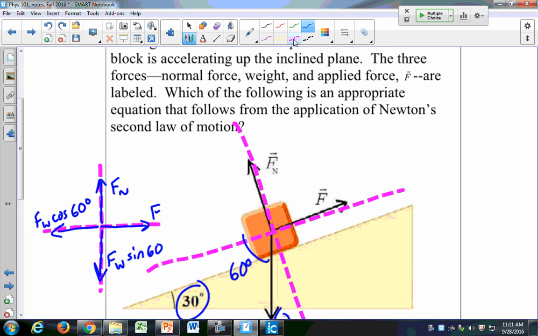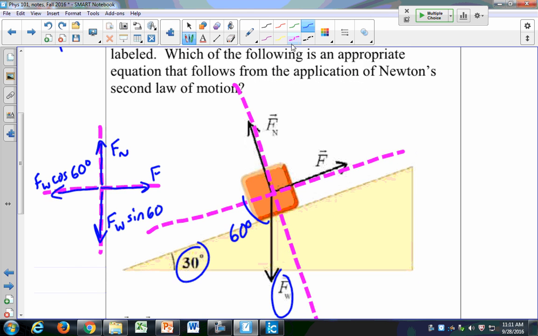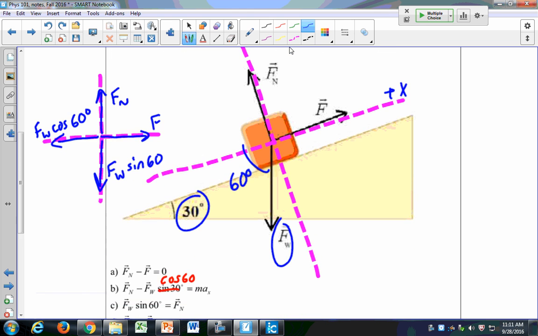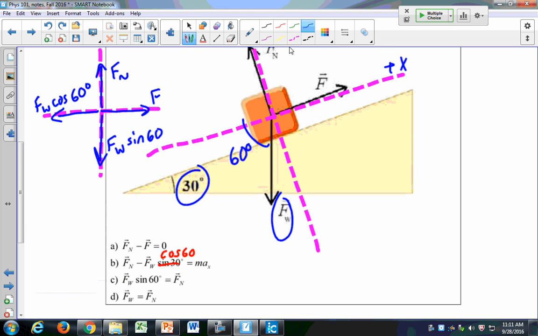Now I can also recognize that it's accelerating up the inclined plane. That means that I have a positive ax acceleration, right? Because this is the positive x direction, so my acceleration is in the positive x direction. Oh, it says it's accelerating up the inclined plane. All right. So now I can think of what my equations are.